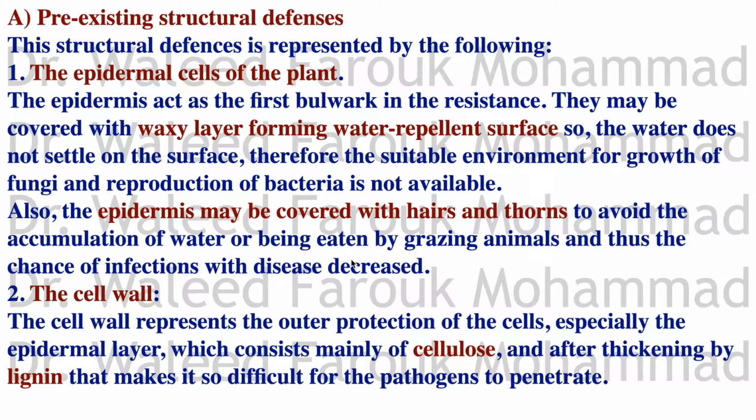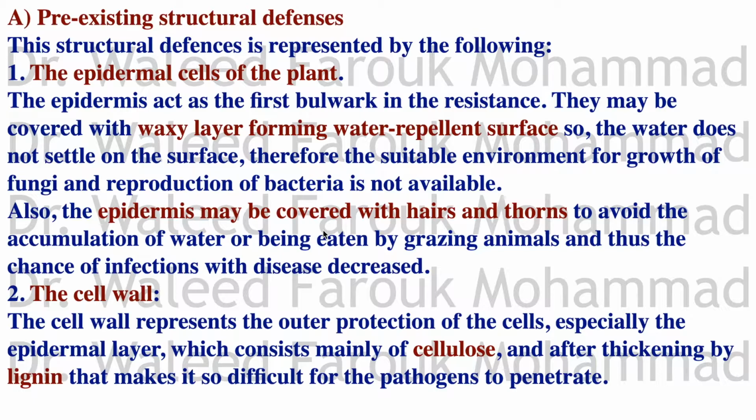Pre-existing structural defenses ايه يعني الفورمز اللي بتاخدها؟ Epidermal cells of the plant. The epidermis is the first wall in the resistance. ممكن يبقى covered by waxy layer علشان يبقى طارد للميه، يبقى الميه ما تتحوش عليه، يبقى ما فيش فانجي او ما فيش اورجانيزمز تنمو على النبات. يعني therefore the suitable environment for growth of fungi and reproduction of bacteria is not available.